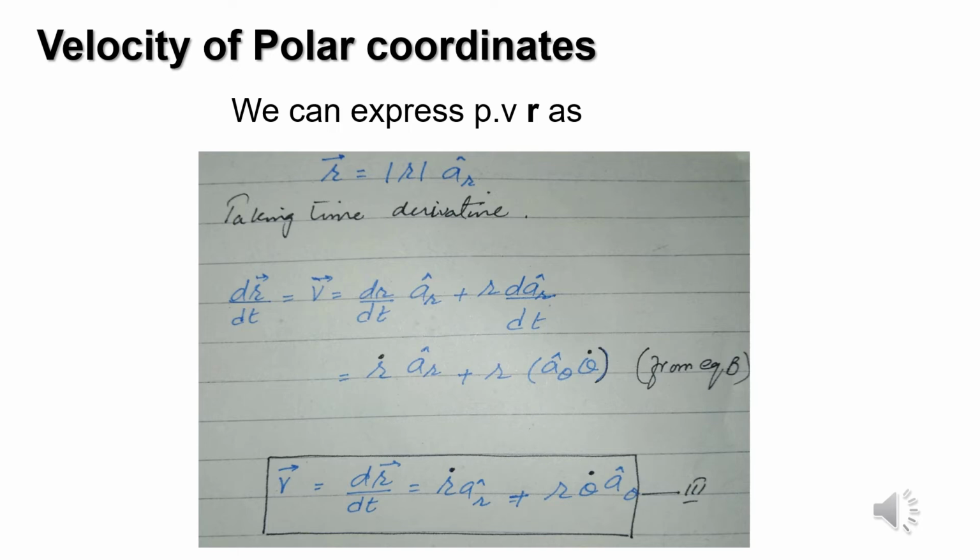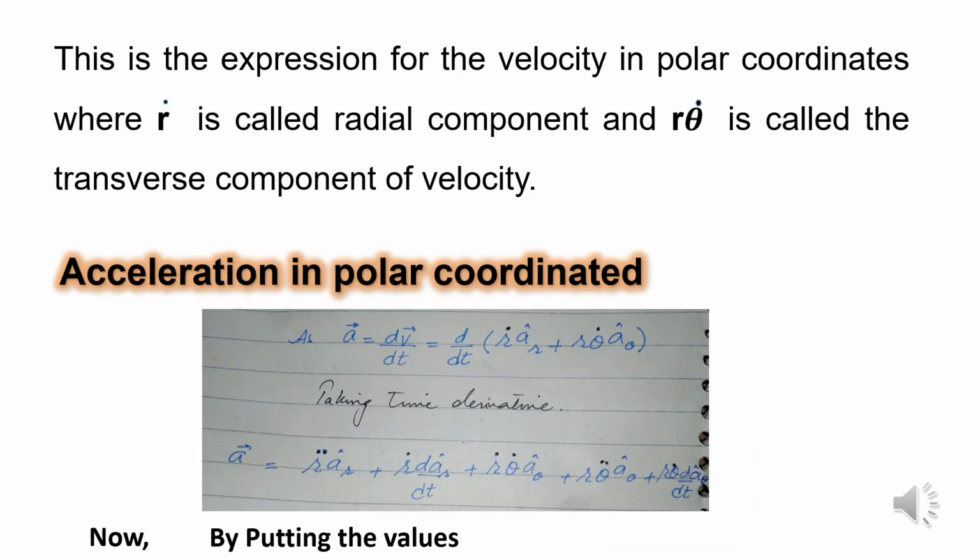Moving up to the next for the calculation of acceleration. Now as we have calculated for the velocity dr over dt, that is the velocity in the polar coordinate, this is the expression for the velocity in polar coordinates, where r dot is called the radial component and r theta dot is called the transverse component of the velocity.